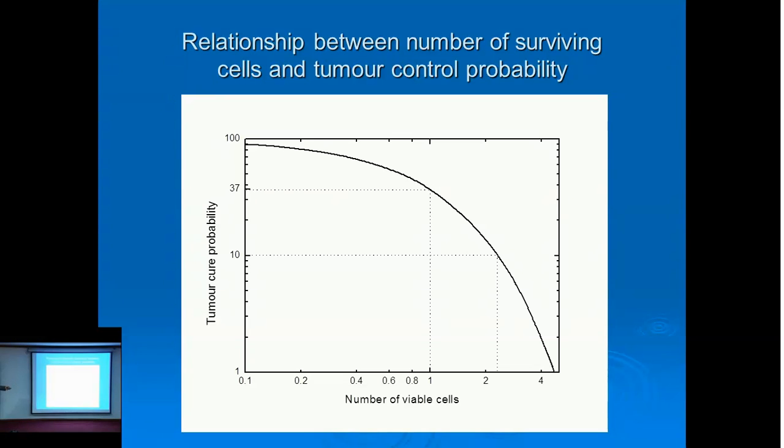Theoretically, even if you have 1 or 2 viable, proliferating, clonogenic cells left, the tumor cure probability becomes very low. But when you come to about 0.1, you reach almost 90% tumor cure probability. So physicists can easily appreciate the importance of killing the last living clonogenic cell. When 0.1 cells are surviving, there is practically a 90% probability that all the tumor cells have been inactivated.